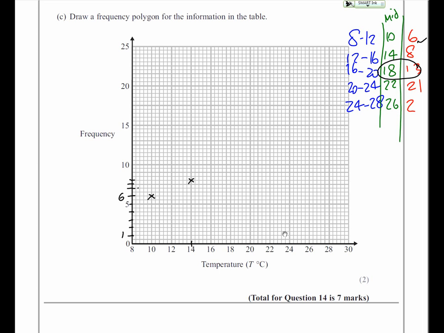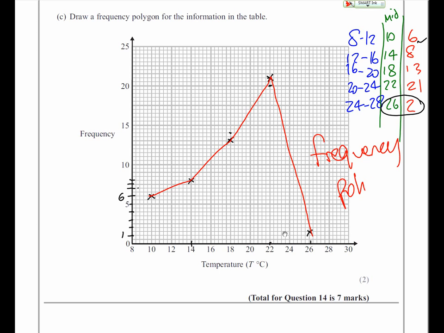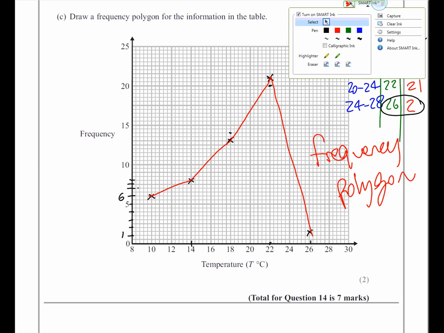18, 13 is going to be 2 down from 15. 15, there you go. 22, 21. At 22, right up there to 21. Well, here's 20, so there's 21. 26, 2. Quite a low one there. So there are all your points. You get your ruler out and you join these with a ruler. That is a frequency polygon, in case you didn't know. Done.